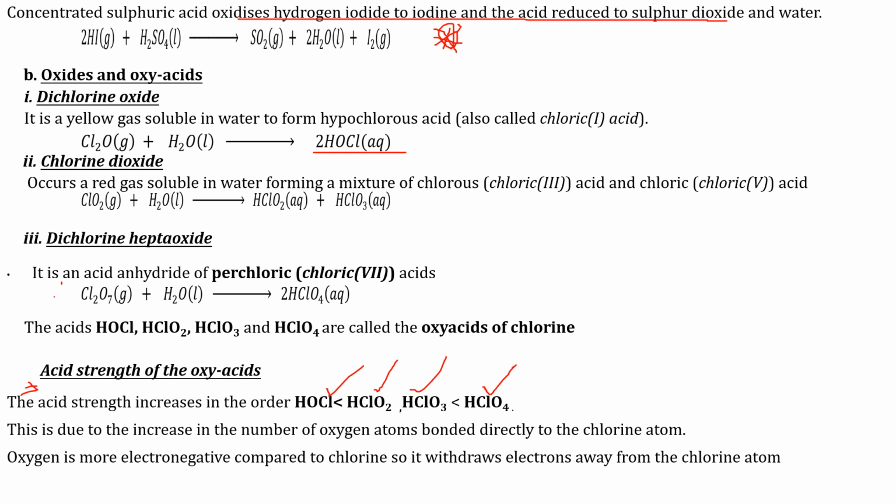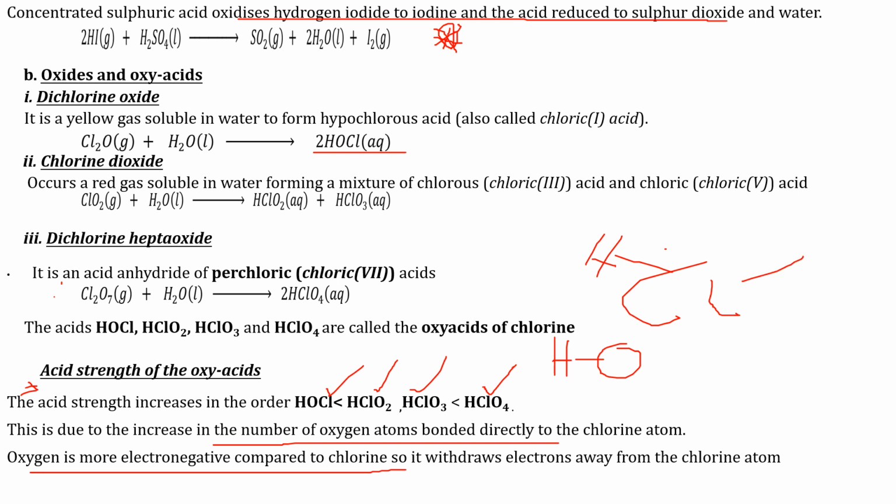And the reason for that is because this is due to increase in the number of oxygen atoms bonded directly to the chlorine atom. Oxygen is more electronegative compared to chlorine, so it is going to withdraw the bonding electrons towards itself. Like when you draw those bonds. Now this is not the actual structure, but let me give you a primary understanding. When you are drawing these bonds, we draw them this way.